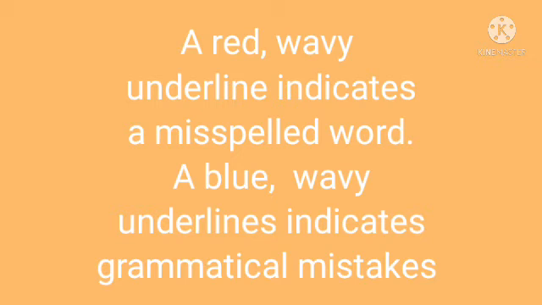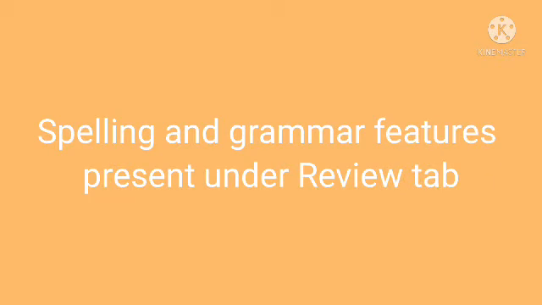Likewise, if you commit any grammatical mistake in your document, it will be indicated in blue color. Grammatical mistakes are indicated by blue, and spelling mistakes are indicated by red. The spelling and grammar features are present under the review tab.